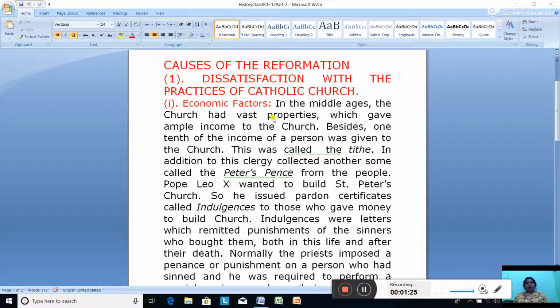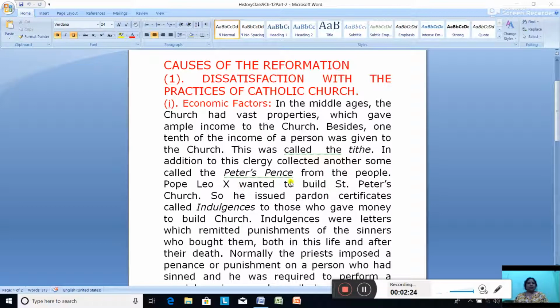So here we are going to study what were the economic factors which were responsible for the dissatisfaction with the practices of the Catholic Church. Why were they unhappy? The first is Tithe. The church had vast properties which gave ample income to the church. But besides this, one-tenth of the income of a person was given to the church, and this was called tithe.